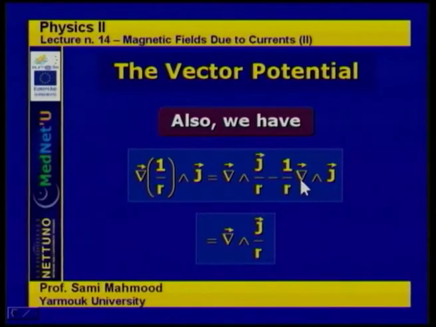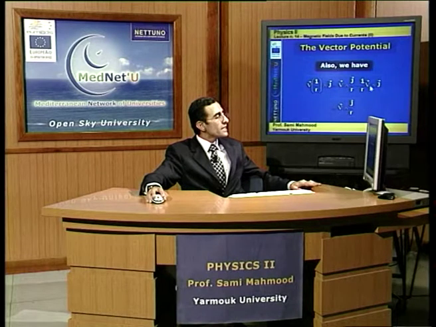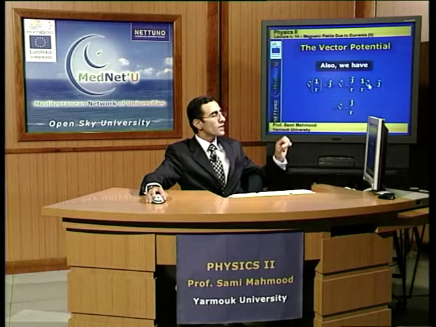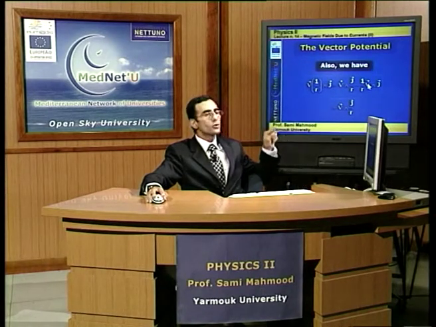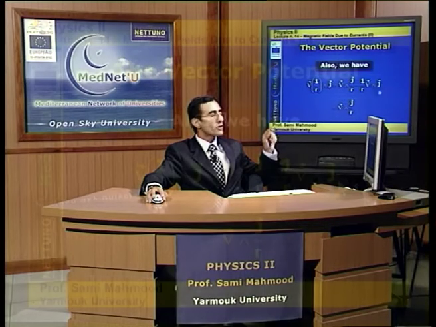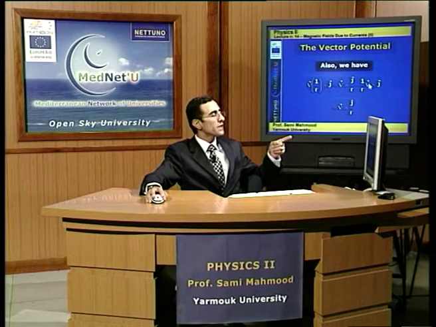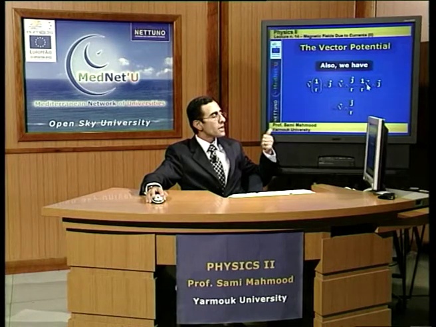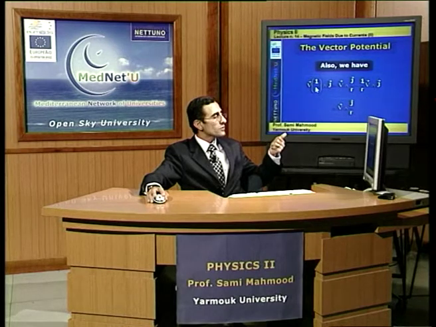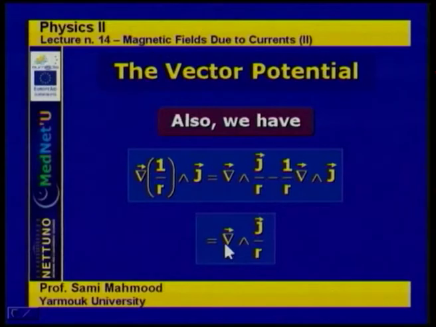This is true because the gradient here is a differential operator that includes coordinates that are different from the coordinates of the volume of the source where the current is flowing. So the coordinates of J are different from the coordinates of the curl operator, which means that curl J is equal to 0. So this result, grad 1 over R cross J, is equal to curl J over R.